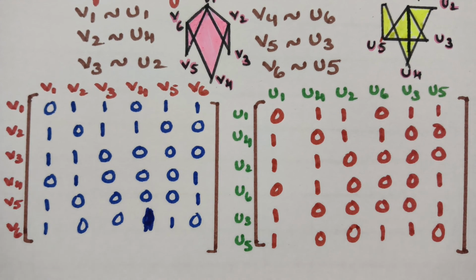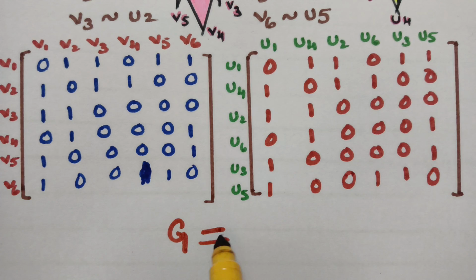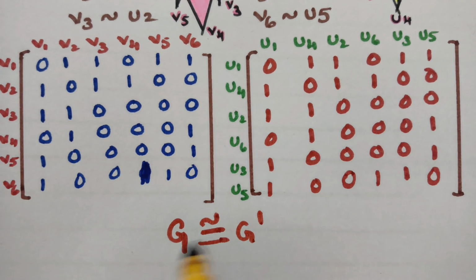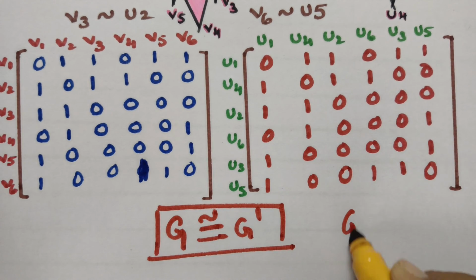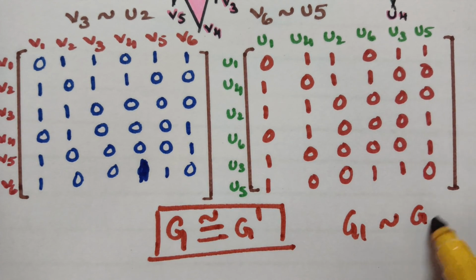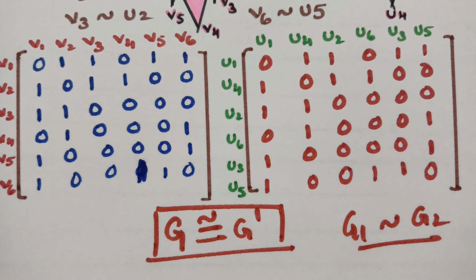Therefore all the 7 cases: number of vertices, number of edges, cycle length, degrees, vertex preserving, edge preserving, and adjacency matrices are all same. Therefore we say that the graph G1 is similar to graph G2. So G1 and G2, or else G1 is similar to G2, or G1 is isomorphic to G2. So this is how we have to solve.